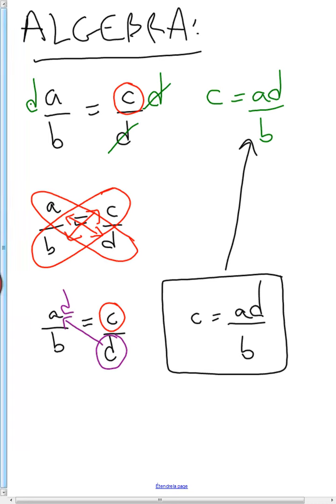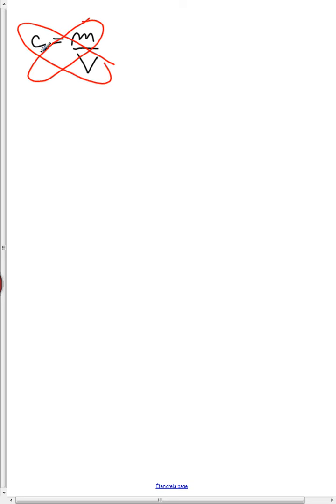Let's use it for something that is more down to earth, things that we do right now in science. Right now in science we have the concentration equation, where the concentration is the mass over the volume. Well, as I just said before, we can basically carry any of these in diagonal. This is the same as C over 1. So C equals M over V, and any variables can be transferred in diagonal as such.